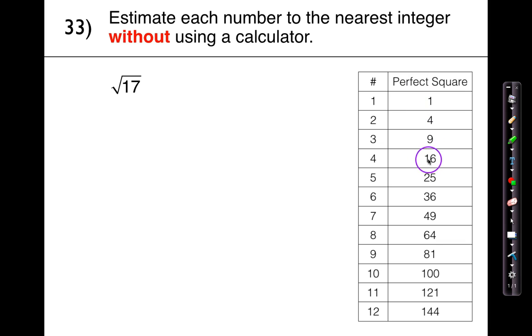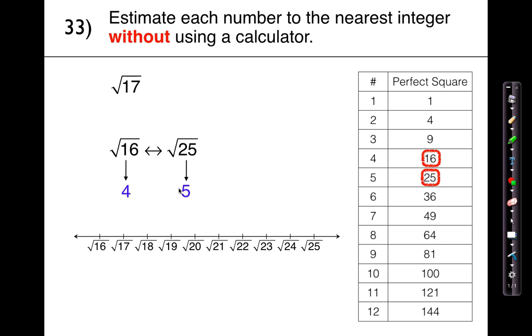I'm going to say it lies between square root of 16 and square root of 25. So I'm going to write that. Square root of 16 is 4. Square root of 25 is 5. So it's going to fall between 4 and 5. But now I have to decide what it's going to be closer to, 4 or 5.